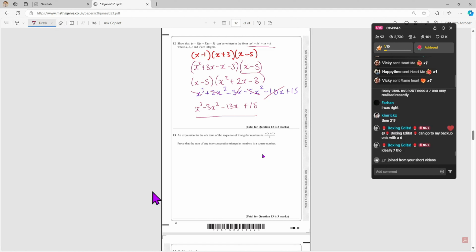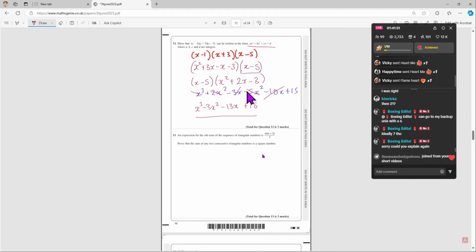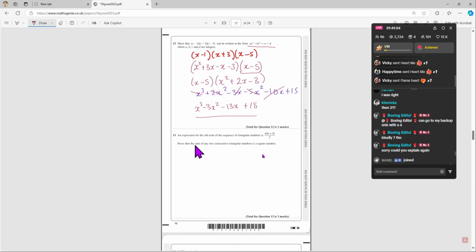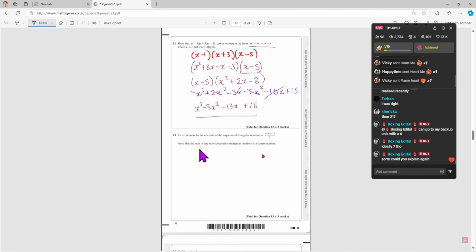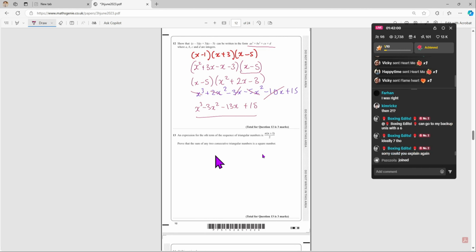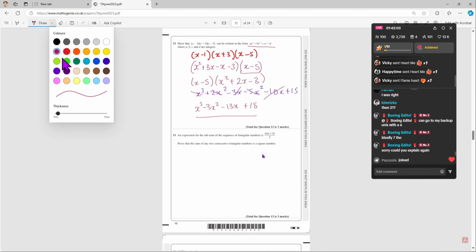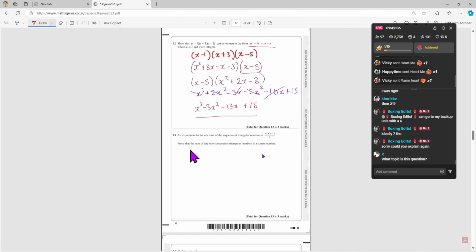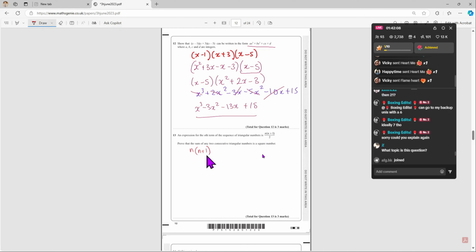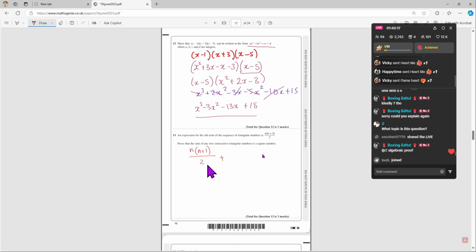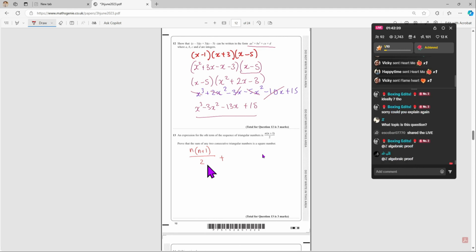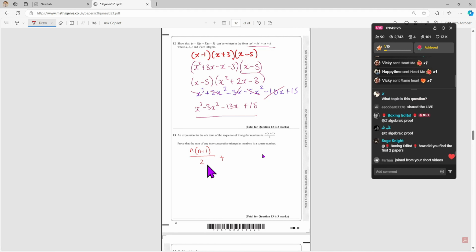Well done. So now, how do we prove it? To prove this is very, very simple. First of all, it says that we have to prove that the sum of any two consecutive triangular numbers is a square number. So we have to do this number, which is n, then n plus 1 over 2, plus the next consecutive triangular number. To get our next consecutive triangular number, we have to add a 2, right?